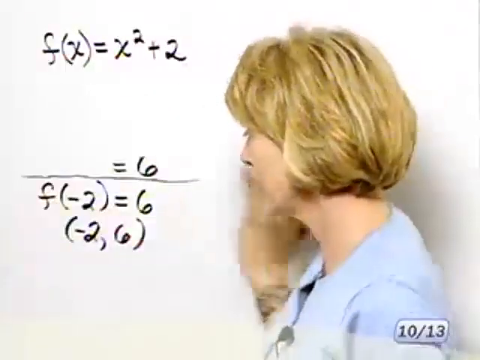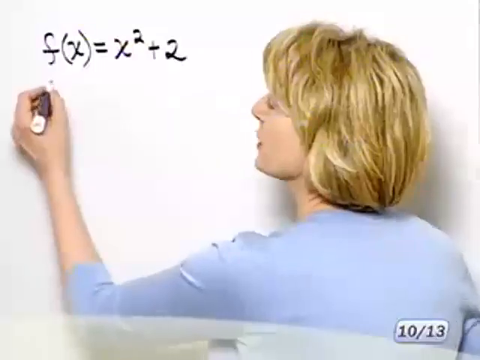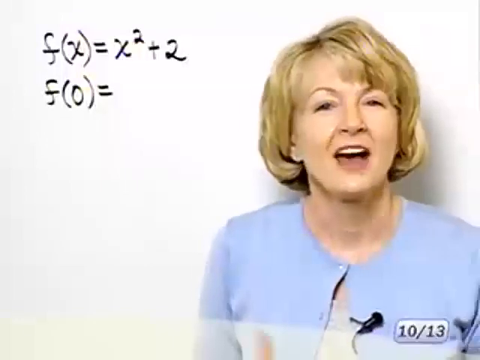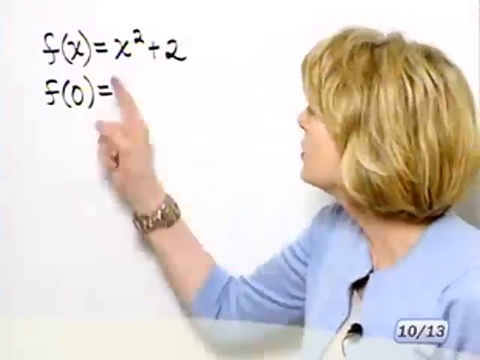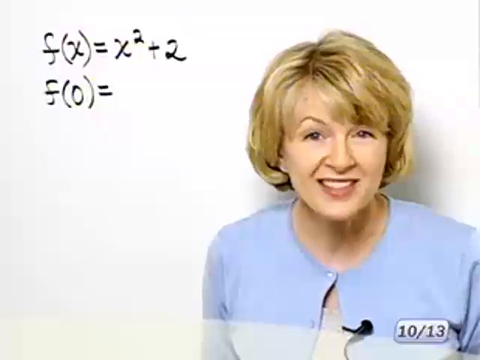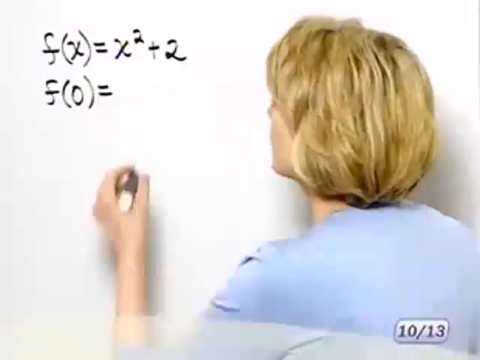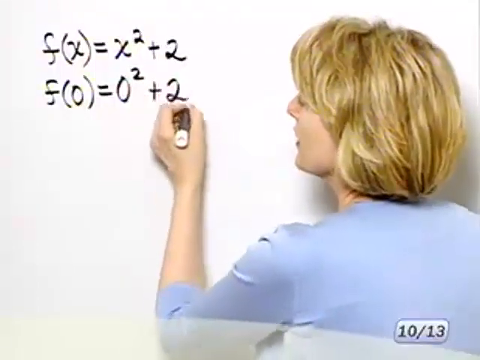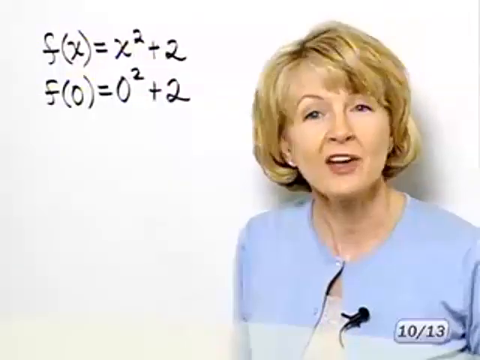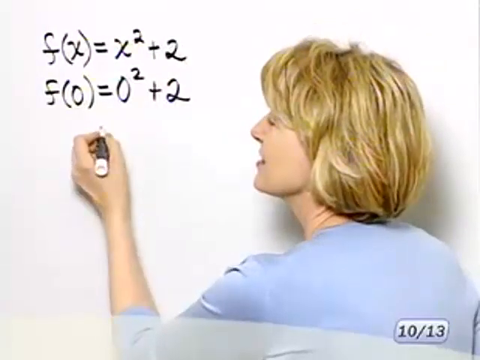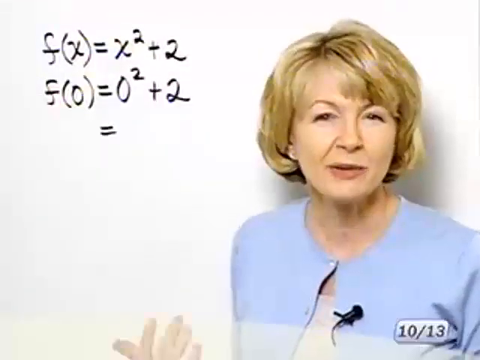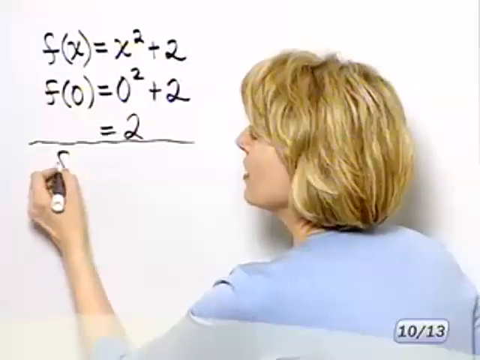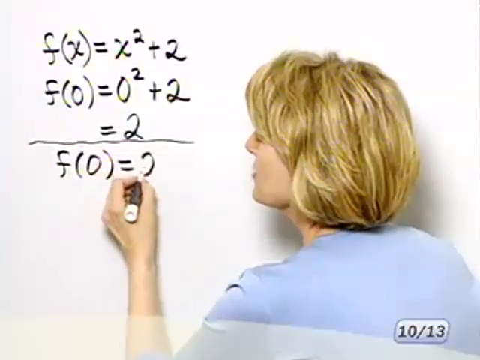Let's find, given this function, let's find f of 0. Now, how do we find f of 0? Notice x has been replaced with 0, so we do that throughout. Instead of x, I write 0 and then squared plus 2. And now we evaluate on the right side. This is 0 squared is 0, and then 0 plus 2 is 2. So we have that f of 0 is 2.